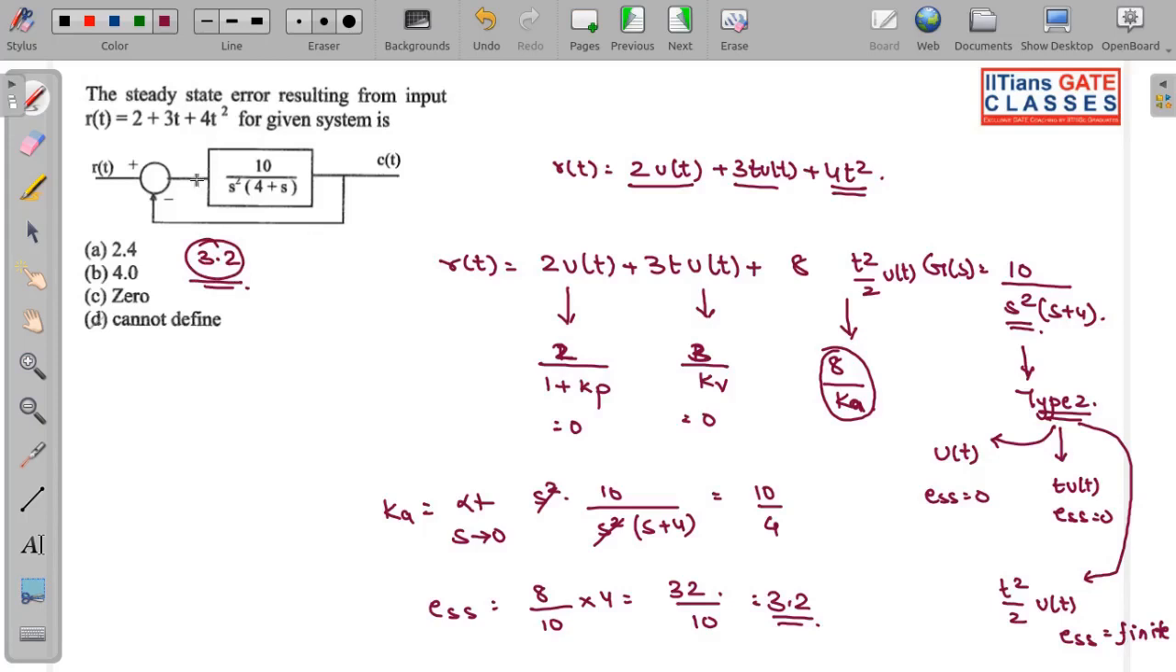So with this question, we finish time response. In the next chapter, we will see the Routh table and Routh stability conditions. Okay, then see you in the next session.